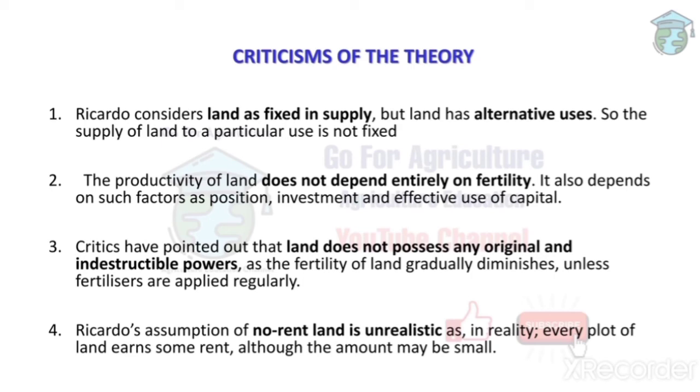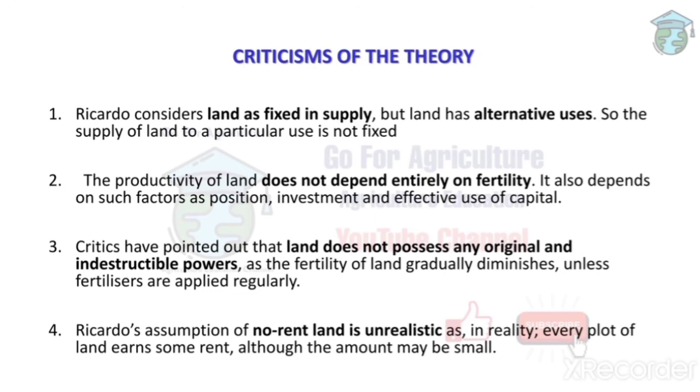मतलब इसके पास कुछ powers ऐसा कुछ नहीं है. It only depends on the soil fertility. ठीक है. और fourth criticism है, he said no-rent land is unrealistic. लेकिन reality में every land has its rent, even a small land also, we should pay the rent to the landlord when we use it. So this is the fourth criticism. So these are the criticisms of the theory.